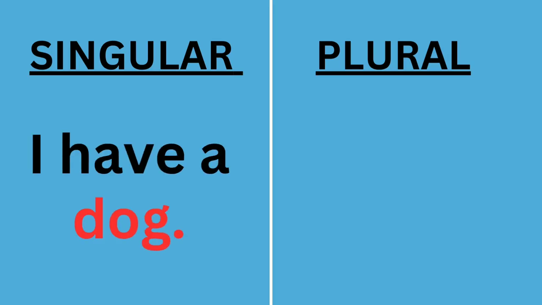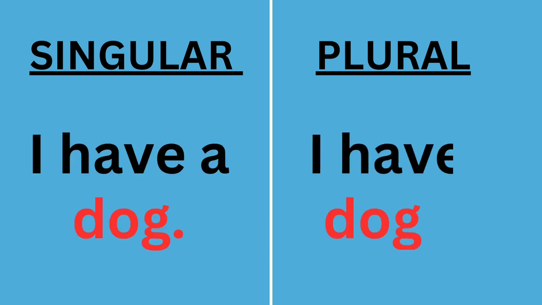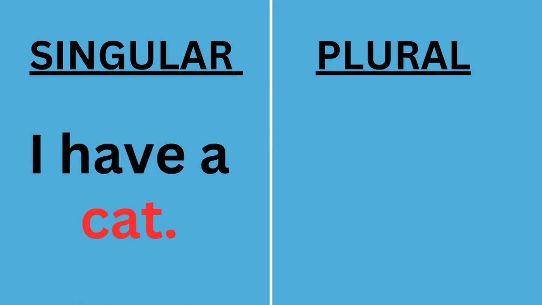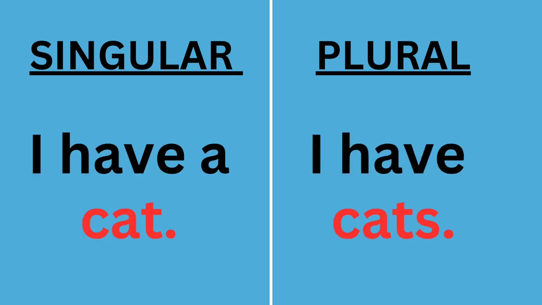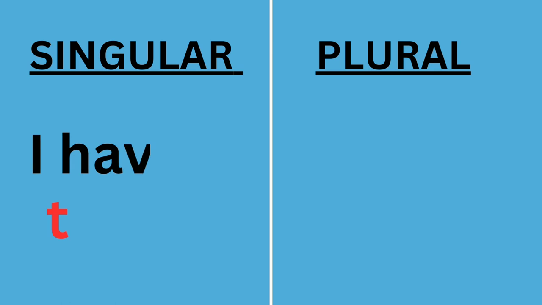I have a dog. In plural, I have dogs. I have a cat. In plural, I have cats.